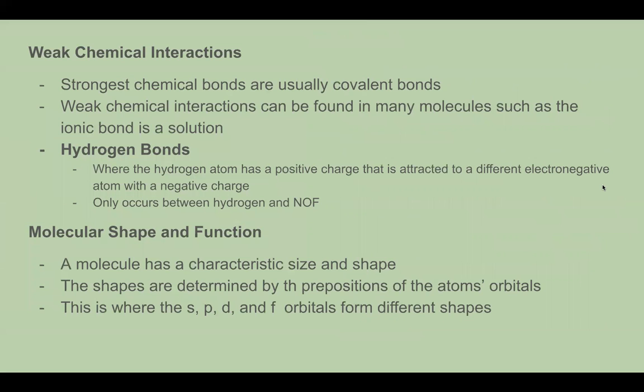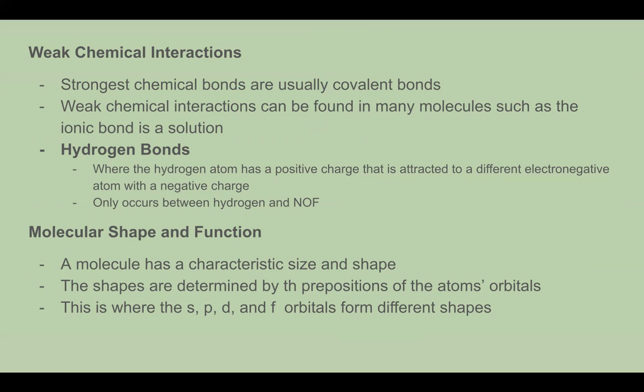Now, weak chemical interactions, just going to cover this topic briefly. There is more information. The strongest chemical bonds are usually the covalent bonds. Weak chemical interactions can be found in many molecules, such as the ionic bond in a solution. Hydrogen bonds are where the hydrogen atom has a positive charge, and so that is attracted to a different electronegative atom with a negative charge. And this only occurs between hydrogen and N-O-F, so nitrogen, oxygen, and fluorine. That's just a little shorthand to remember.